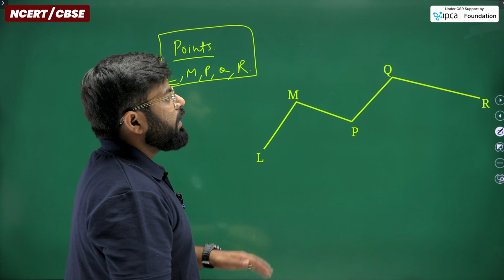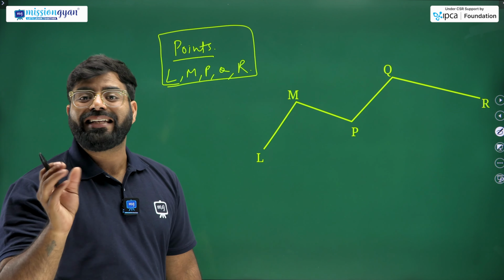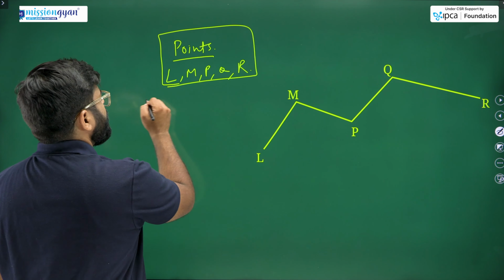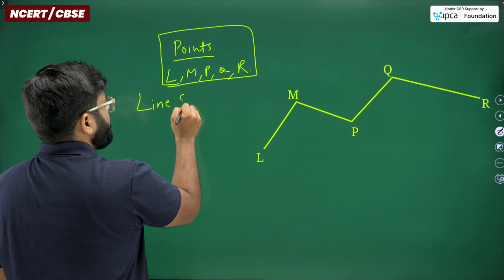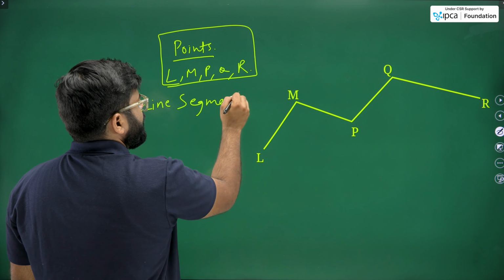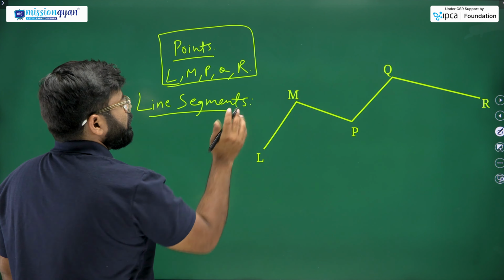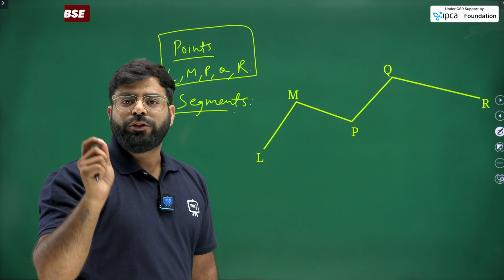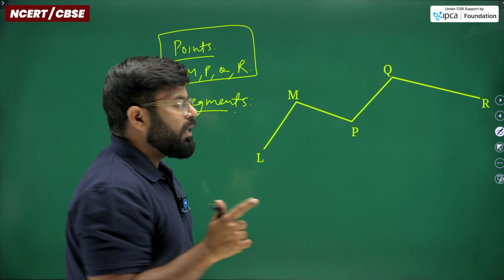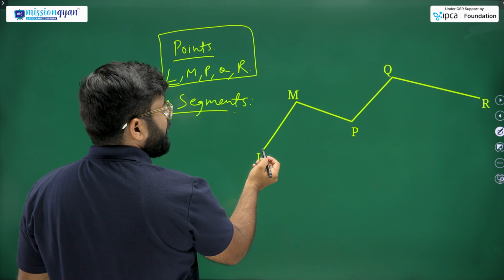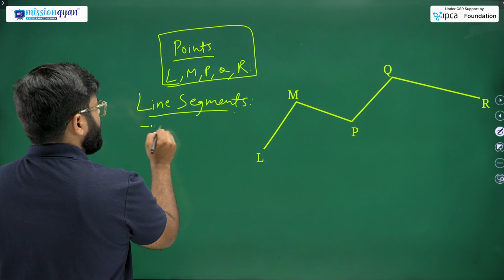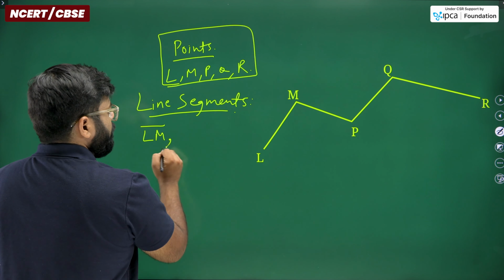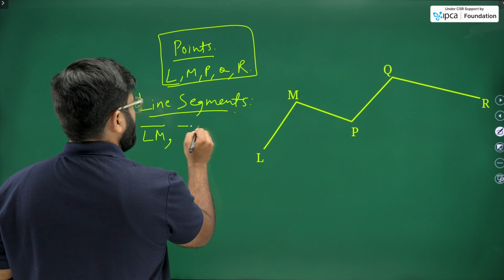So let's mark it in another bracket. Now the question was asking how many line segments are there. So let's check with the line segments first. You know that line segments are the shortest distance between 2 points. So how many line segments do we have? We have line segment LM. Yes or no? Perfect.